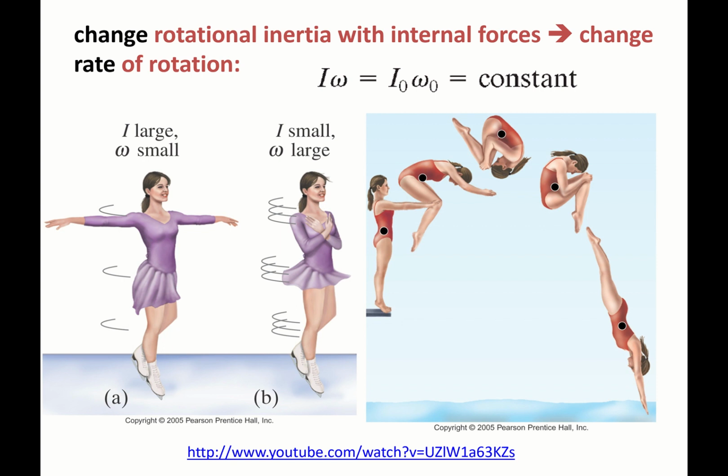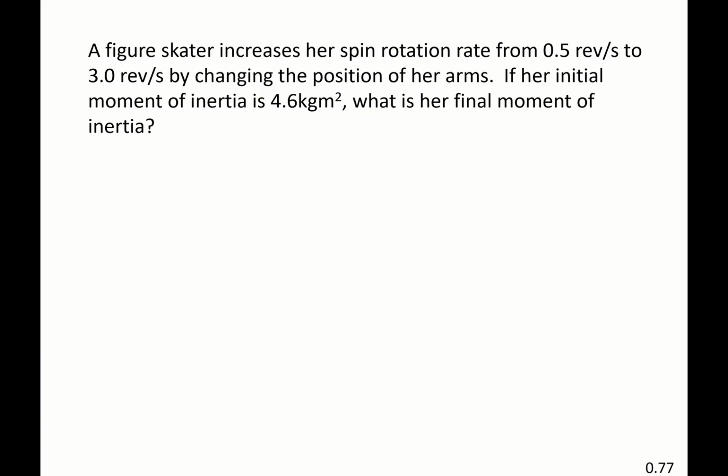So I times omega is constant. So if you increase I, omega decreases. If you decrease I, omega increases. So let's do a figure skater calculation. A figure skater increases her spin rotation rate from 0.5 revolutions per second to 3 revolutions per second by changing the position of her arms.